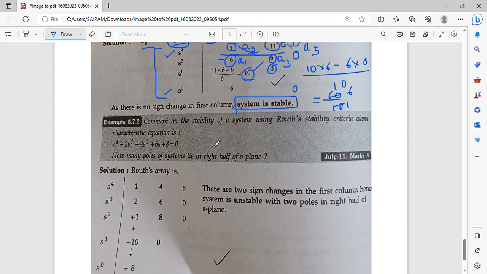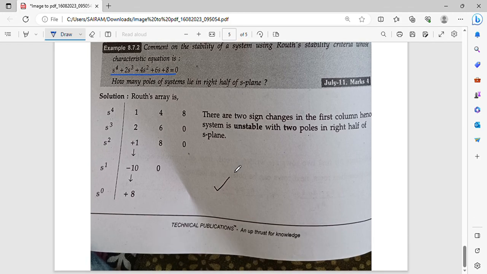Fine, yes. So now coming to this particular student, this is one characteristic equation. Comment on the stability of a system using root stability criteria, and here how many poles of the system are present in the right half of the S plane. So we have to find out how many poles there are. So now what happened, how did we write this, you know how we have written it, right?